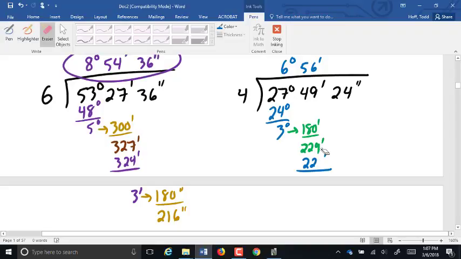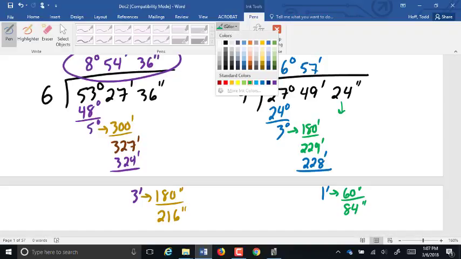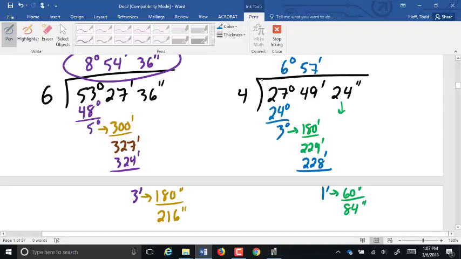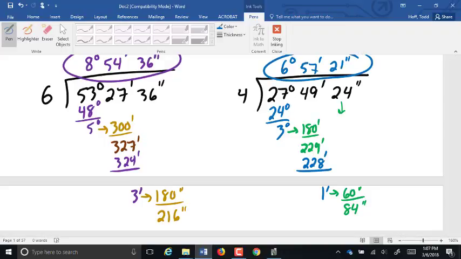57 would work, you're right, which would make that 228. And then? Subtract to get 1. Turn that into 60 seconds. Bring down the 24 to make it 84 seconds. And then 84 divided by 4 is 21 seconds. 6 degrees, 57 minutes, 21 seconds.